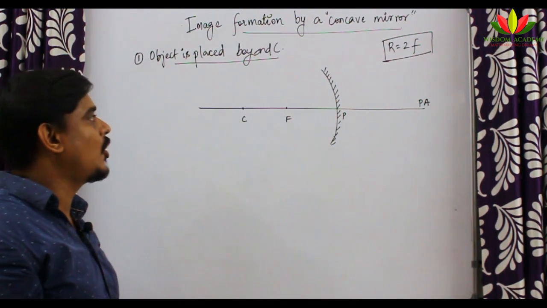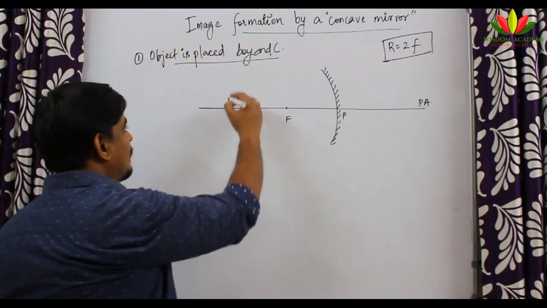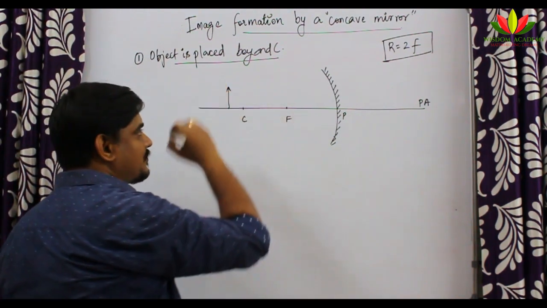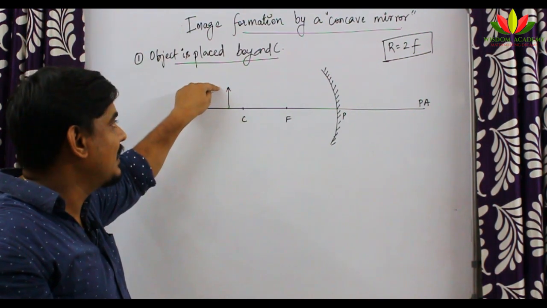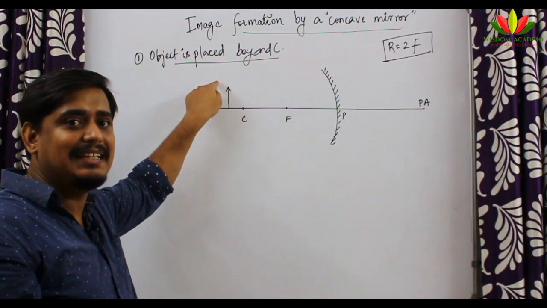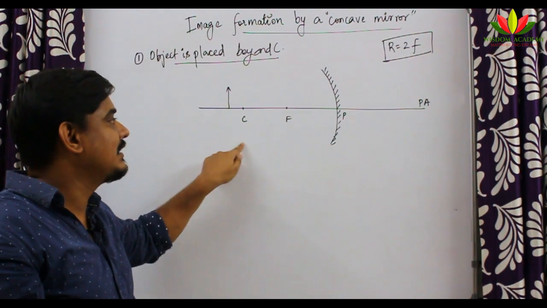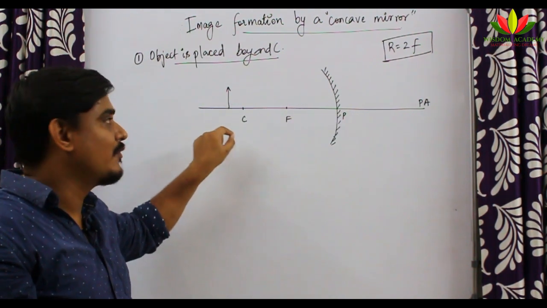The first condition is object is placed beyond C. So I am keeping the object somewhere here like this. Now what I will do, from the tip of the object, I will pass 2 rays and I will see after reflecting where they are meeting, after getting intersected where they are meeting.